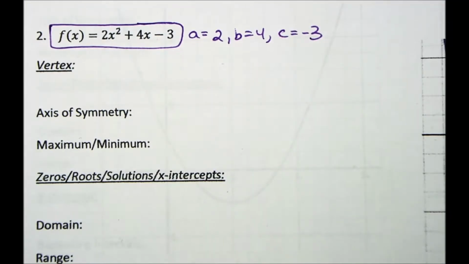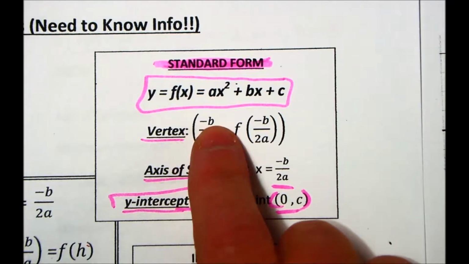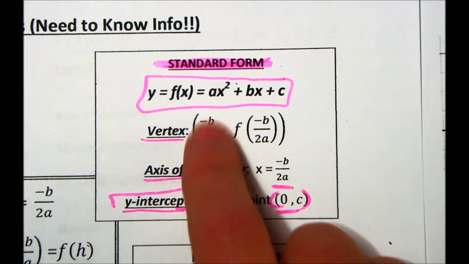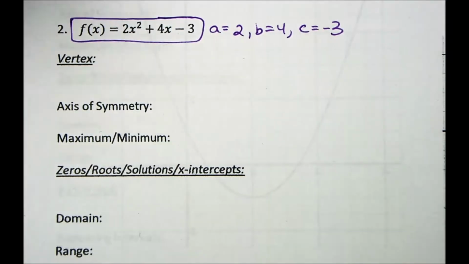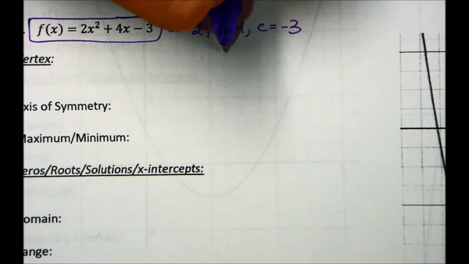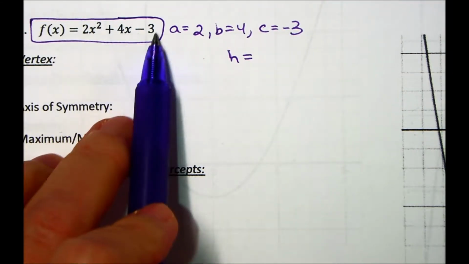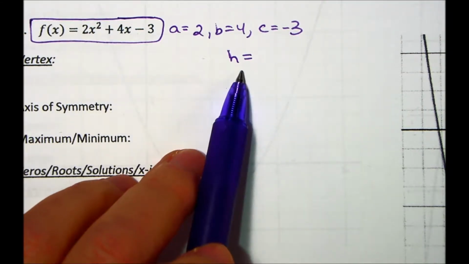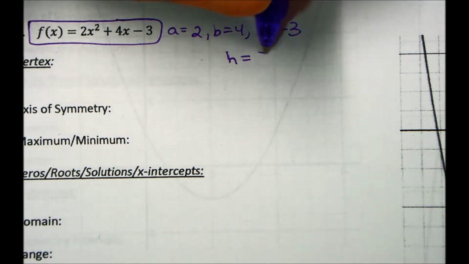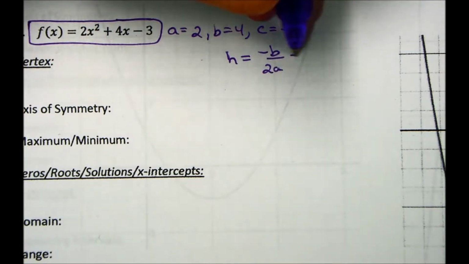So now, if you have your reference sheet in front of you, how do I find the vertex? You take -b over 2a, and that's going to give you the x-coordinate of your vertex. So off on the side over here, I'm going to say h equals. In standard form, you're given a, b, and c, but you need to find h and k. Well, h is just equal to -b over 2a.